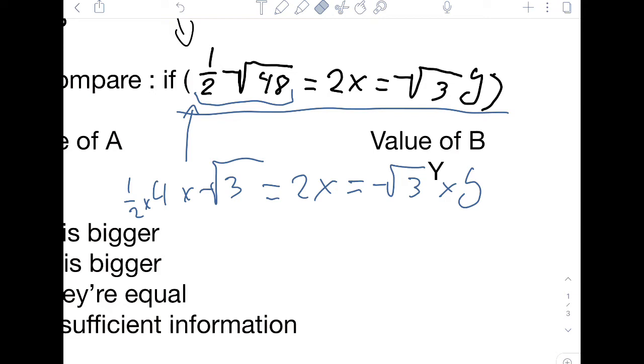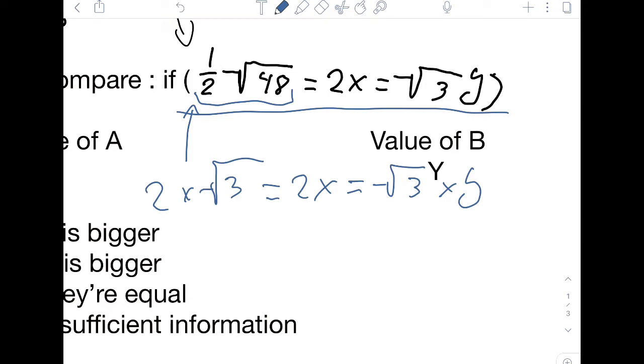Well, to simplify this even more, by the way, half of 4 is just 1 over 2 multiplied by a number, which is just half of that number. Half of 4 is just 2. So 2 multiplied by root 3 is equal to 2x, which is equal to root 3 multiplied by y.